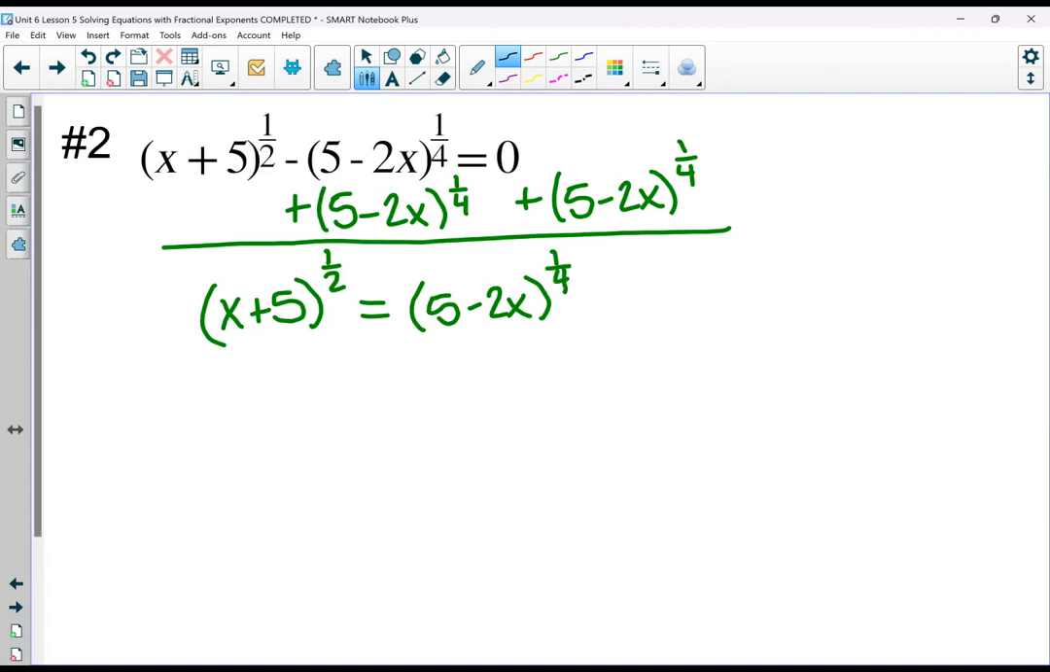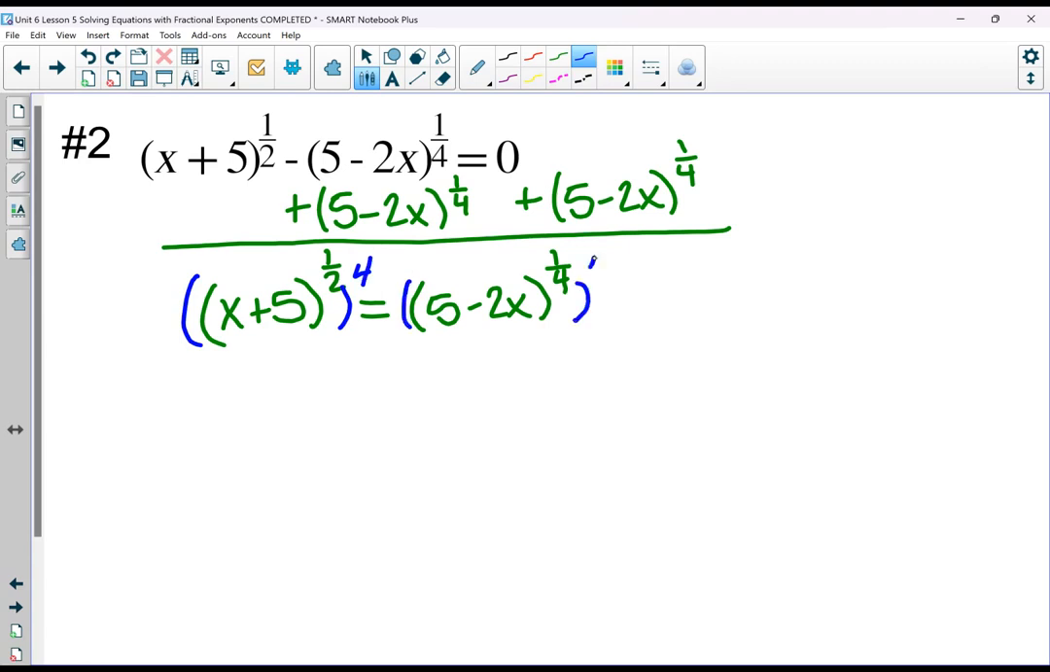(5 minus 2x) to the 1/4. When you're presented with this situation, you want to make sure that both sides have integer exponents because it's a lot easier to work with equations that have integer exponents rather than fractional exponents. So I want to look at a common denominator and raise both sides to that common denominator, eliminating the fraction. I notice here that 2 and 4 both have a common denominator of 4.